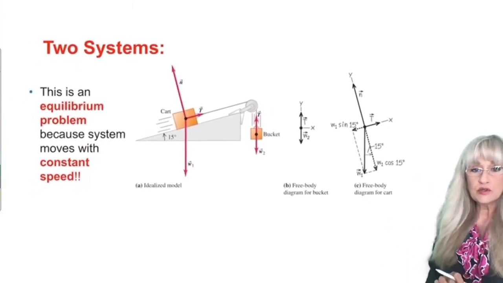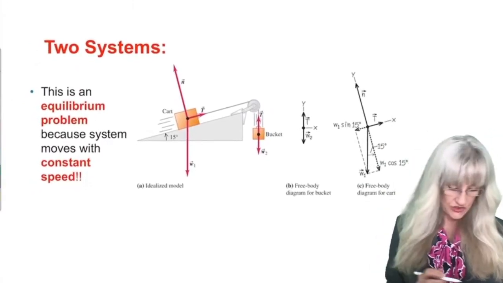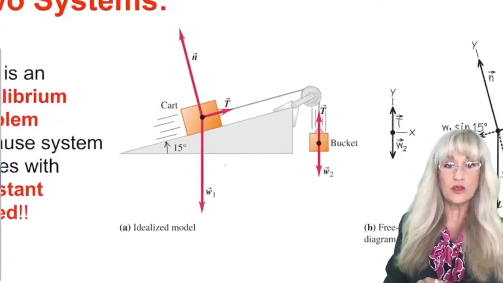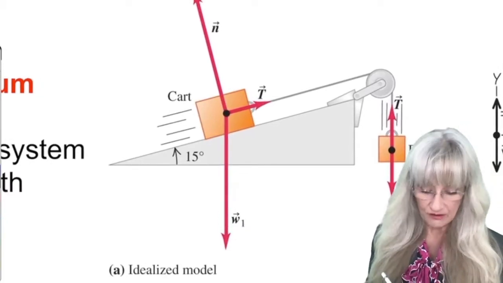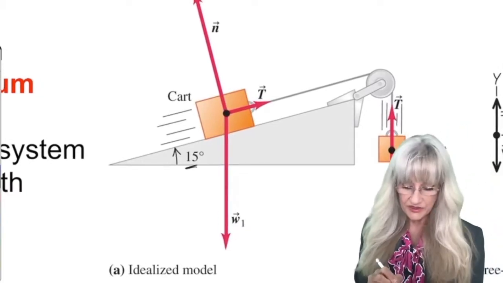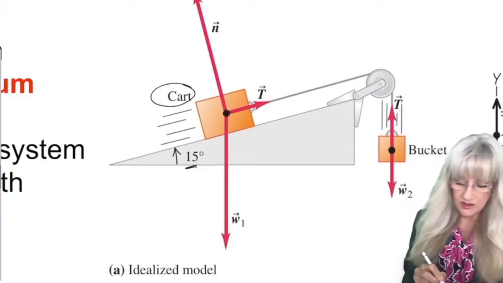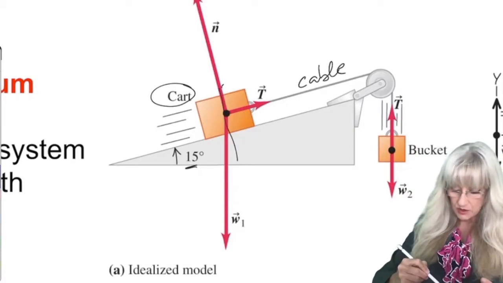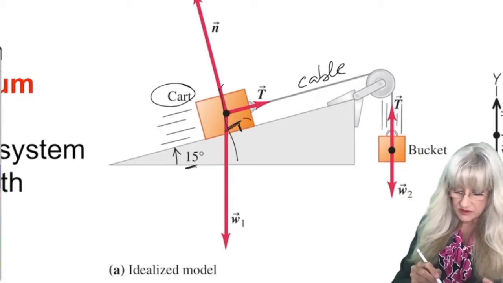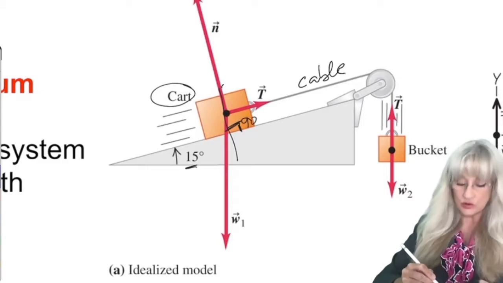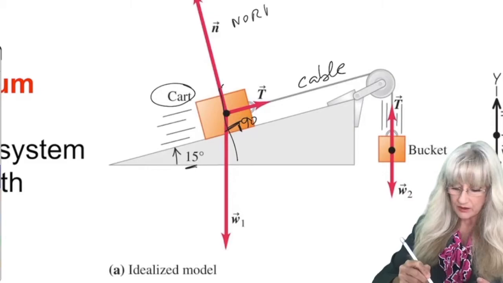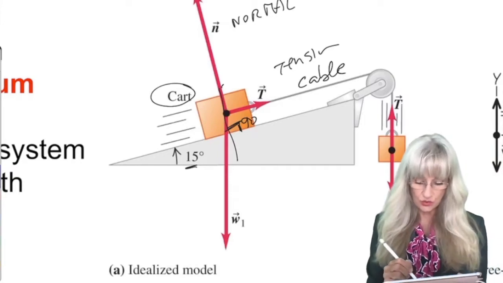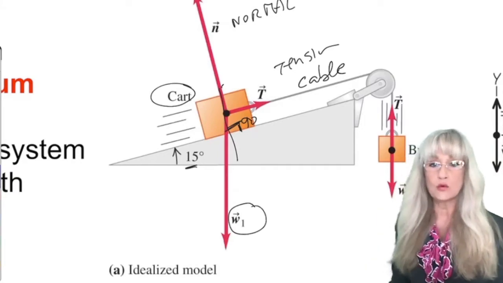Again, another example that you may find interesting and useful to refresh how it works: we have an inclined plane at 15 degrees, that's your angle. This is your cart, an object. Look at this tension in the cable. Perpendicular to the surface, 90 degrees to the surface, is the normal force pointing up. This is a tension. And pointing straight down is weight 1.